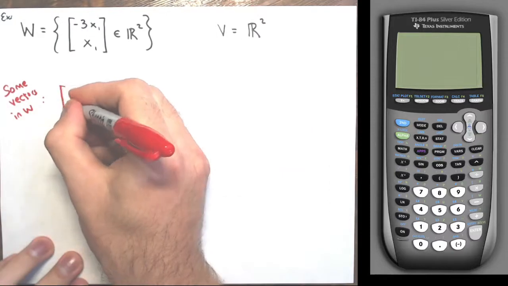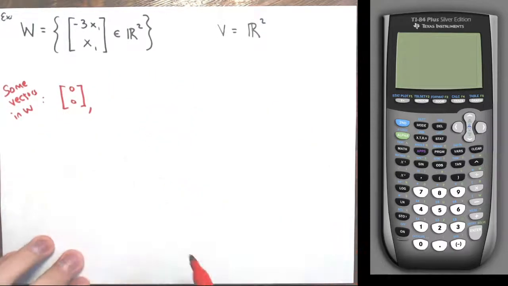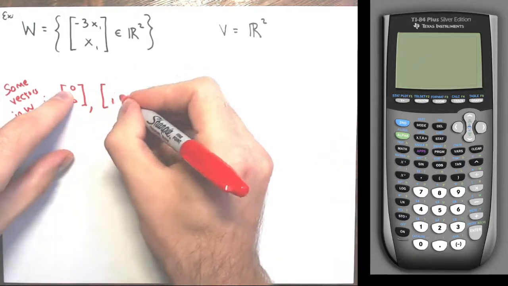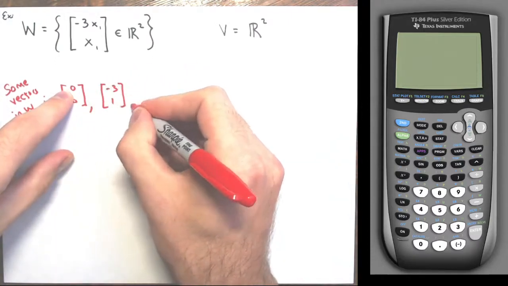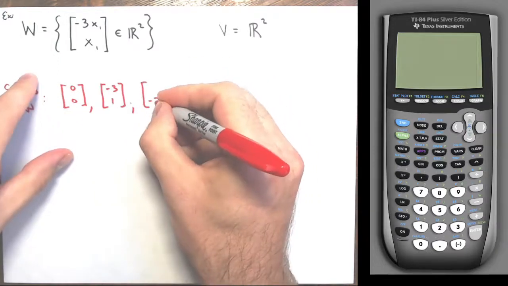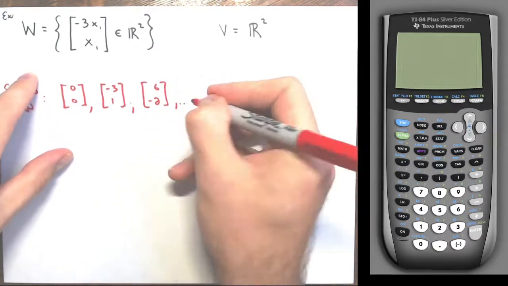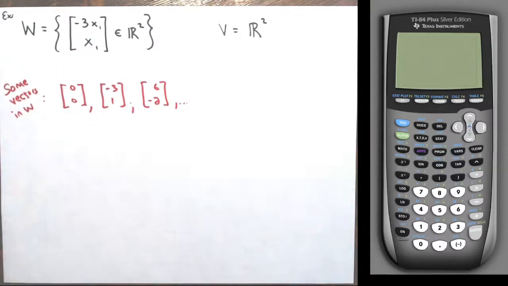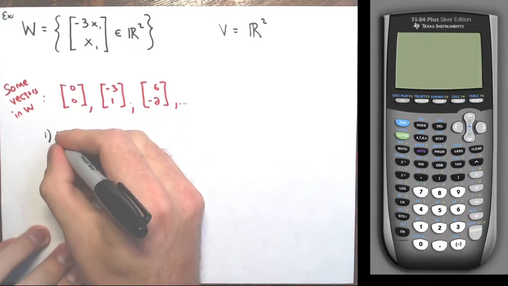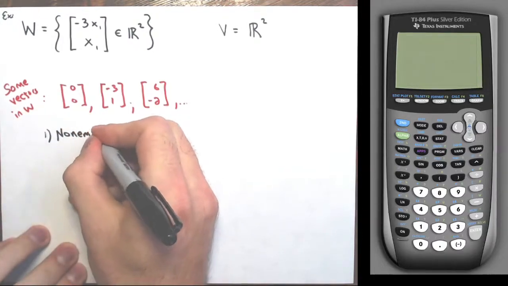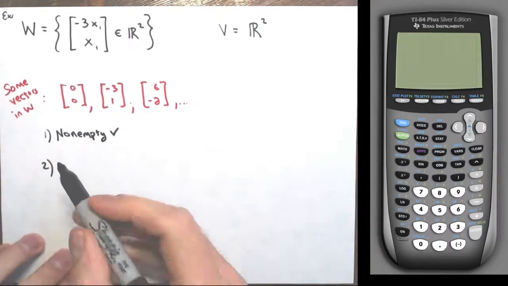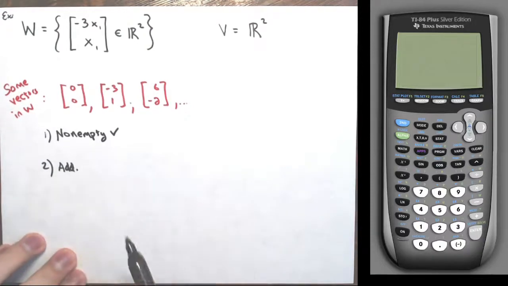Well, 0, 0 would be in here, right? Because this is 0 and that's negative 3 times 0. 1 here, negative 3 there, right? Negative 2 here, 6 there, whatever, right? As long as that top component is negative 3 times the bottom component. Right? So it's not empty. Great. I have found some vectors in W. Then is it closed under addition? Right? Is it closed under vector addition?